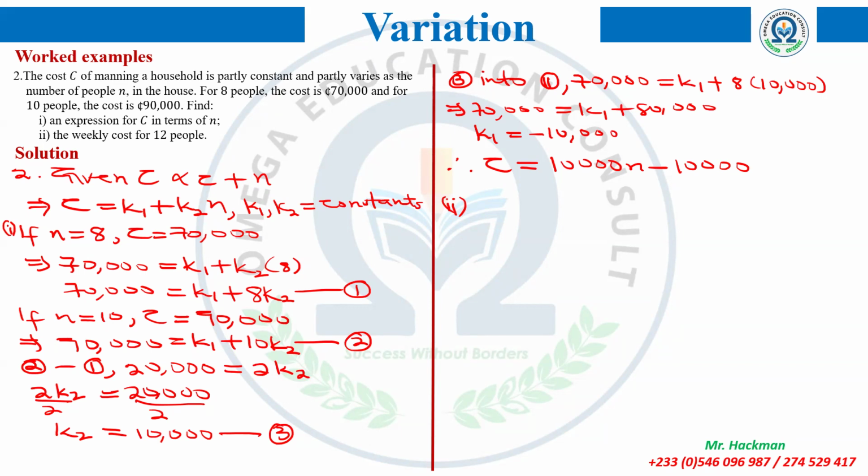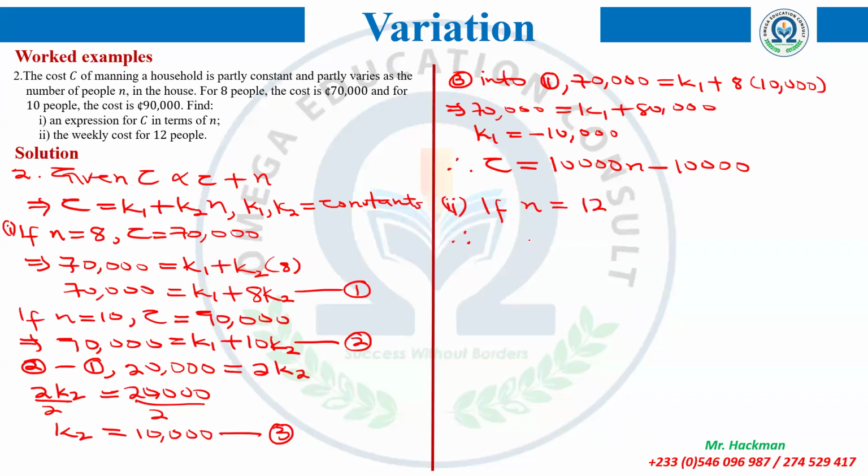How do you deal with this? What information is given there? N, is that not it? Are you sure it's N? So if N is equal to 12, we need to get the C.